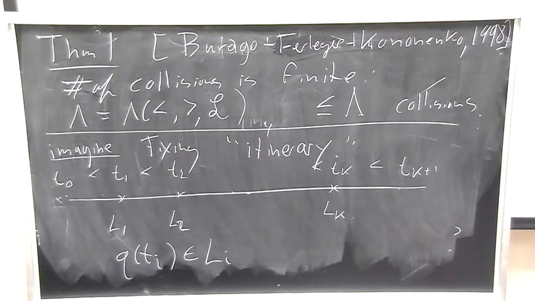So I fix the itinerary, and then the question is, what is the space of all trajectories with that itinerary? Fix the times? No, don't fix the times. You just fix the itinerary. You insist that the times don't become equal. Can Li repeat? Yes. But they can't repeat one after another. You can't have L1, L1. That's not going to be allowed.